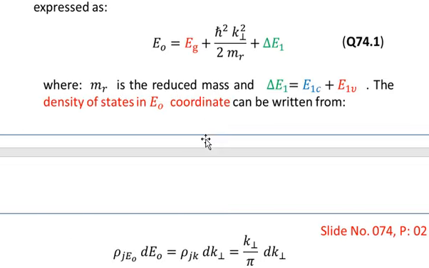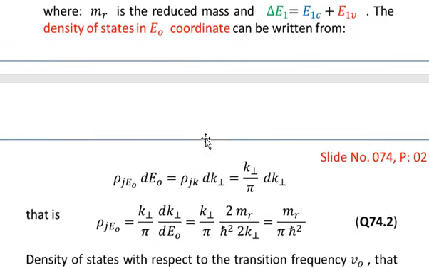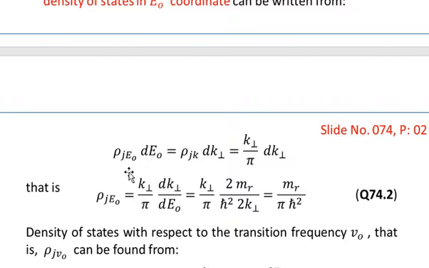So now we are writing this expression in terms of the energy, that is the density of states in terms of the energy, which is rho j E naught multiplied by dE naught is equal to rho jk multiplied by dk perpendicular, and we have the value of rho jk, which is equal to k perpendicular over pi, multiplied by dk perpendicular. So this is the same thing, that is the number of states in terms of energy E naught and also in terms of the wave number k perpendicular, and we have specified the value of rho jk, which is equal to k perpendicular over pi.